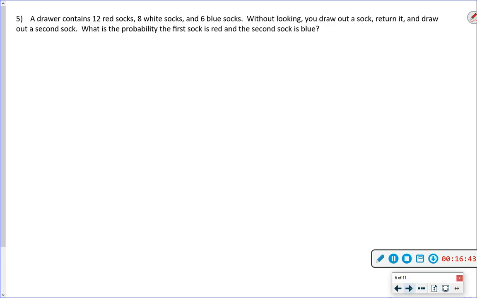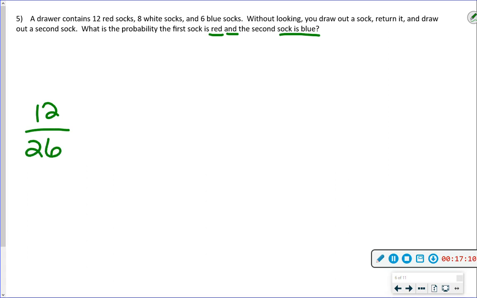Okay. A drawer contains 12 red socks, 8 white socks, 6 blue socks. Without looking, you draw one, return it, and take a second sock. Probability of red and blue. Well, let's do the red first. How many total red socks are there to select from? 12. How many total socks are there? If you add them up, 12 plus 8 plus 6 is 26.